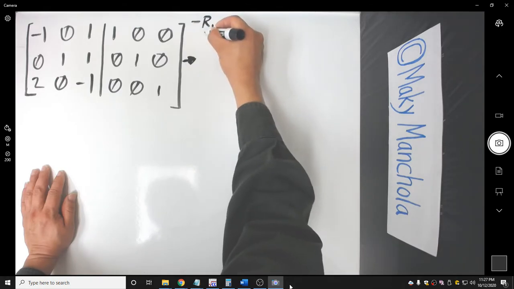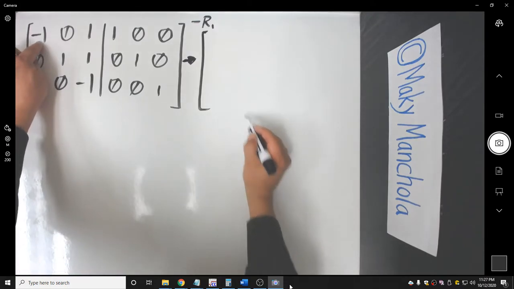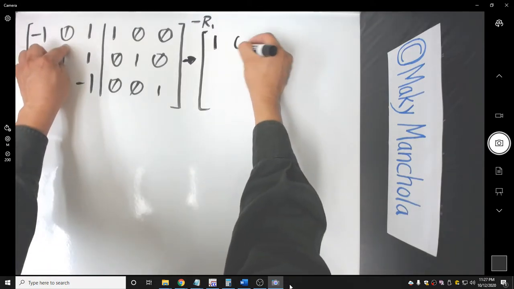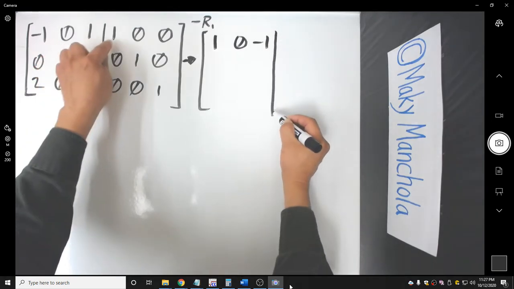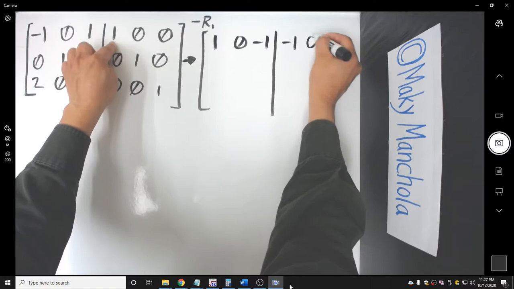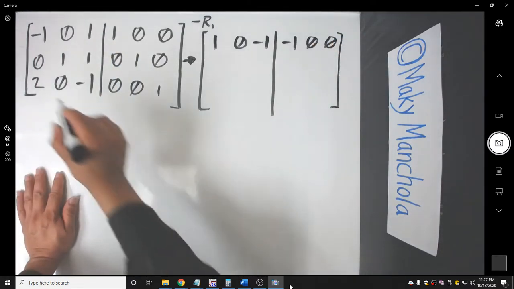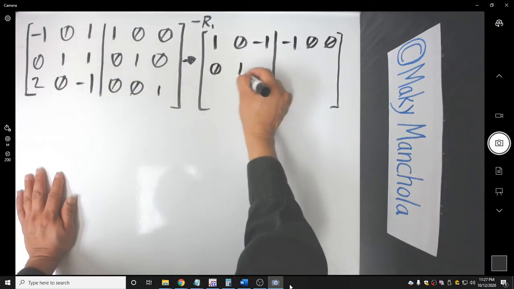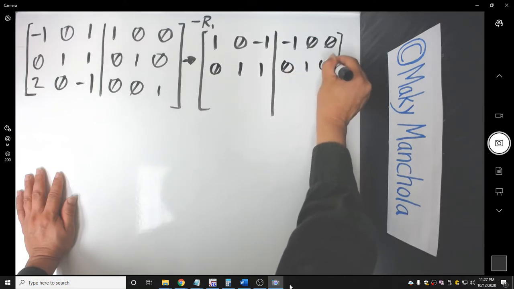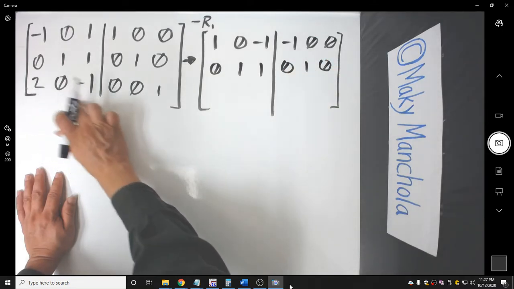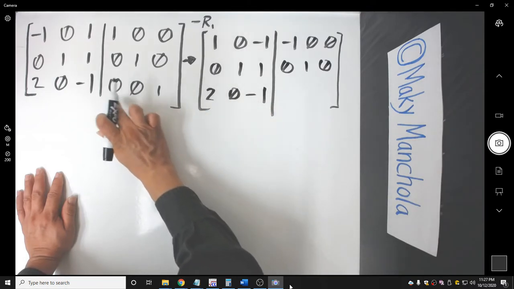Okay, so here's what you obtain. That's going to be 1, 0, negative 1, negative 1, 0, 0. Everything else remains unchanged. So 0, 1, 1, 0, 1, 0, 2, 0, negative 1, 0, 0, 1.